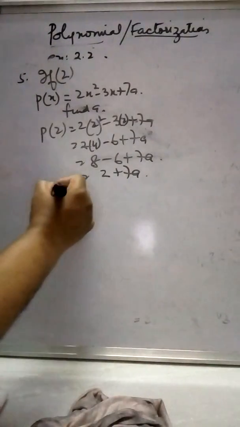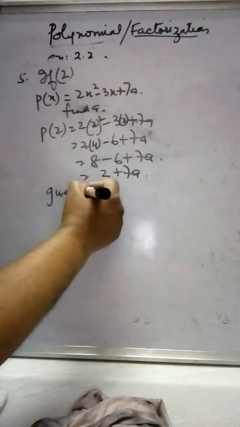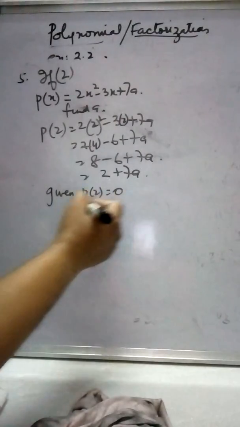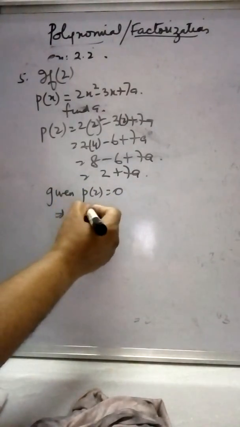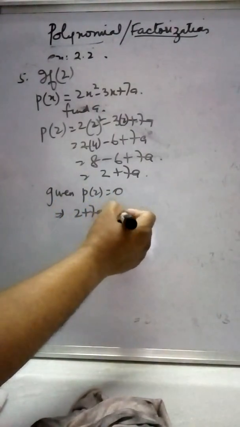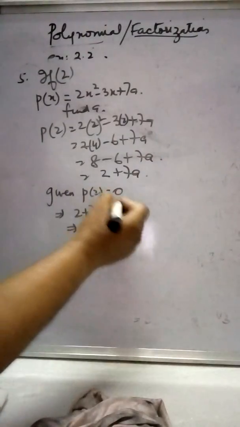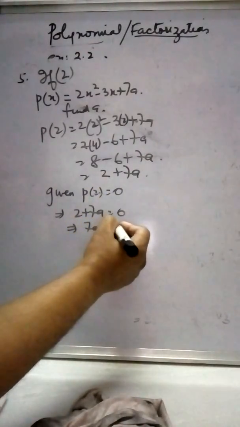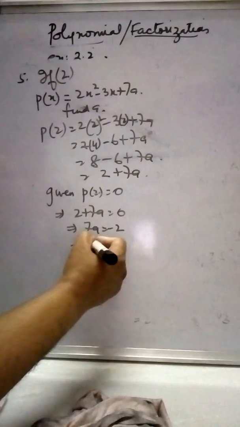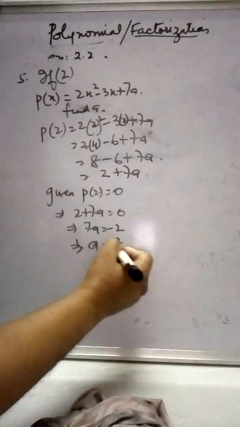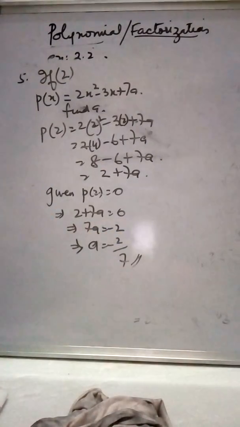Given p of 2 is equal to 0, that implies 2 plus 7a is equal to 0. That implies, transposing 2, 7a is equal to minus 2. That implies a is equal to minus 2 by 7. So this is the value of a.